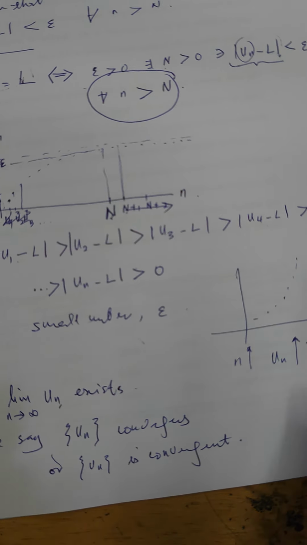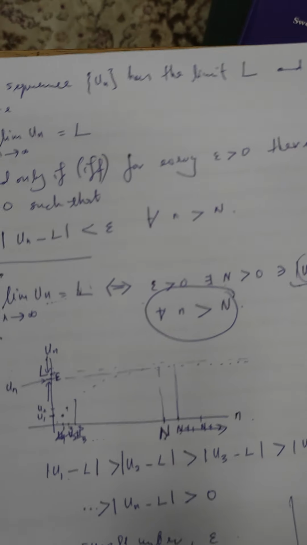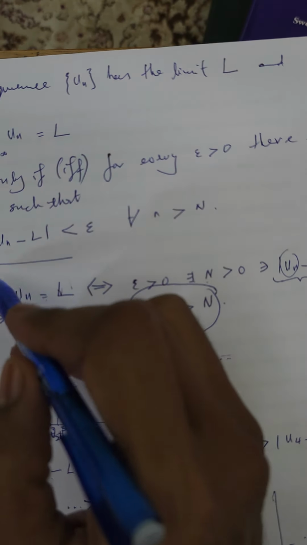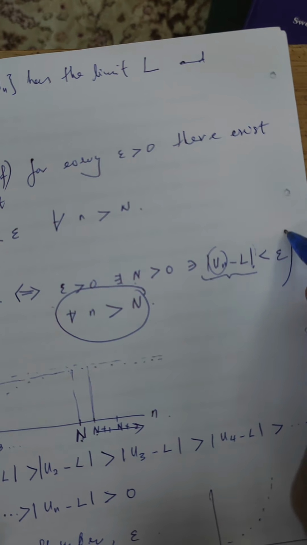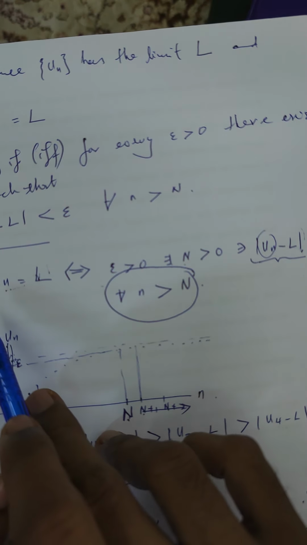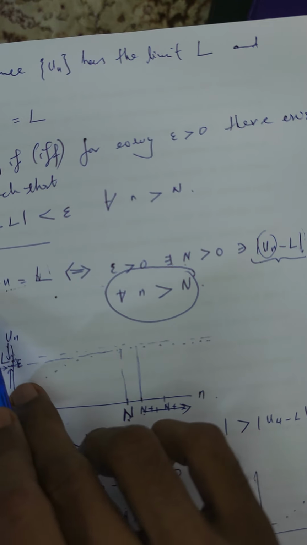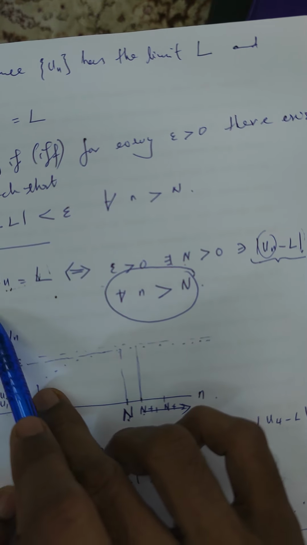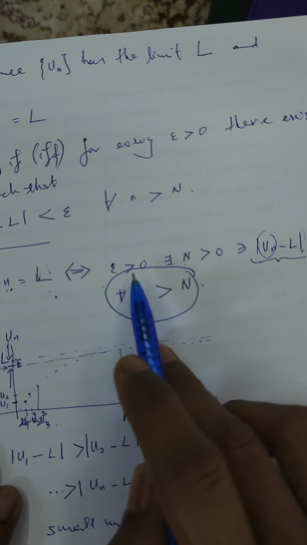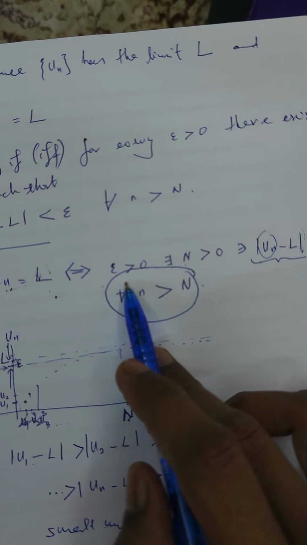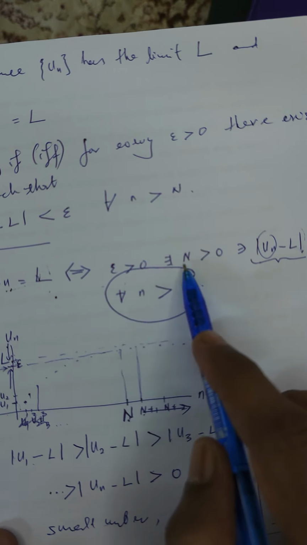Okay, so symbolically or mathematically, this is the notation that we use. You have to remember this for the limit of a sequence. We say the limit of u_n as n goes to infinity equals L, if and only if for every positive epsilon, we can find some positive number N such that it satisfies that condition: the distance between u_n and L is less than that number epsilon.